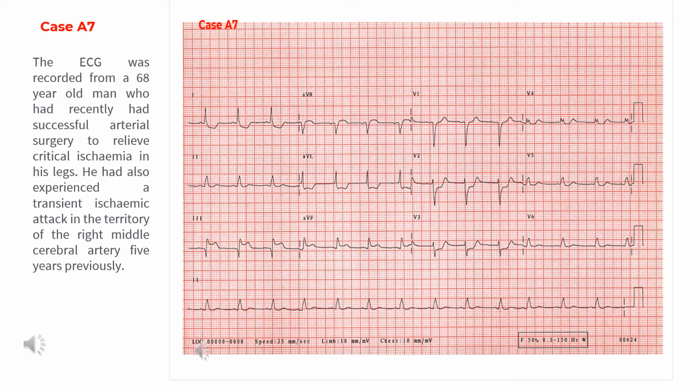Case 7. The ECG was recorded from a 68-year-old man who had recently had successful arterial surgery to relieve critical ischemia in his legs. He had also experienced a transient ischemic attack in the territory of the right middle cerebral artery 5 years previously.